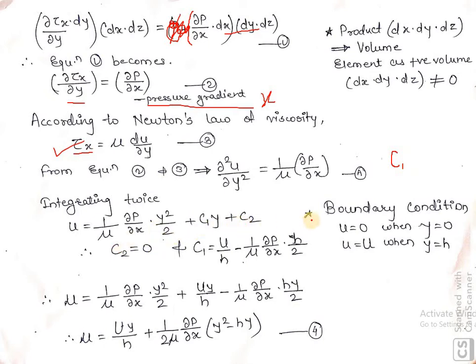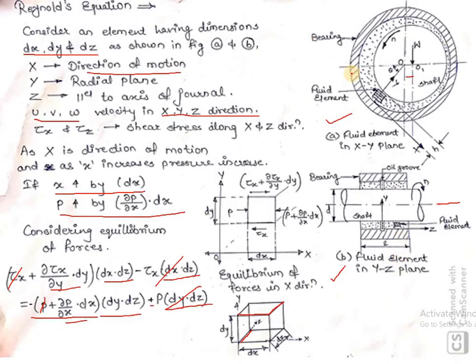Now here we have to find c1 and c2. So for that we will apply boundary conditions. u equals 0 when y is 0, and u equals capital U when y is h. This can be more simplified by this diagram. Now here when y equals 0, u will be 0, velocity will be 0 at the bearing surface. So this is the condition at the bearing surface, and y equals h means it is the condition at the journal surface. Now here actually the velocity is capital U.